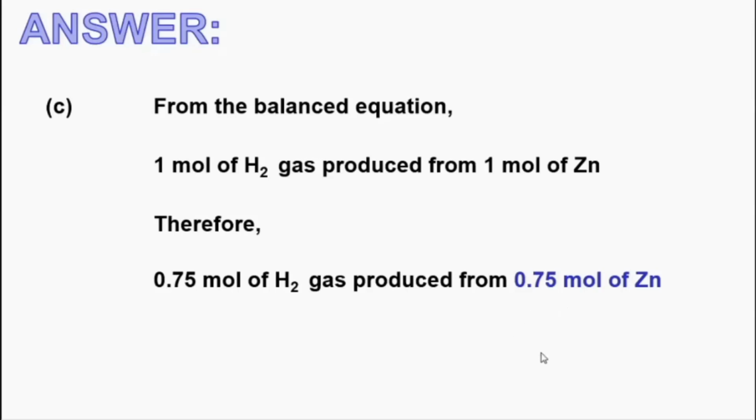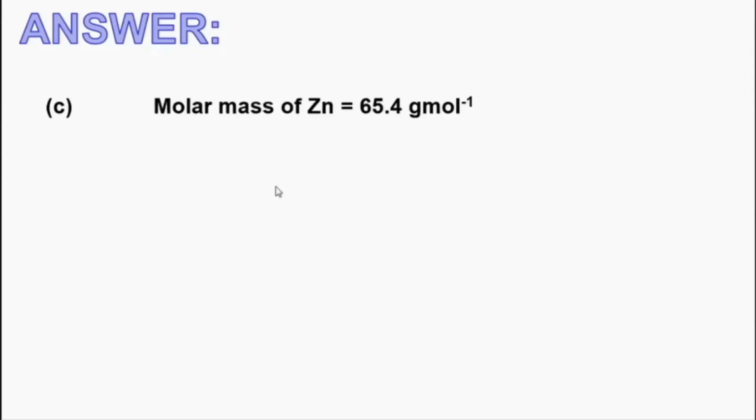Once we have calculated this, we want to determine the mass of zinc that reacted with the hydrochloric acid. This is the molar mass of zinc, 65.4 grams per mole. From this molar mass, we know that 1 mole of zinc weighs 65.4 grams, if we have 1 mole of zinc. In this reaction, we have how many moles?